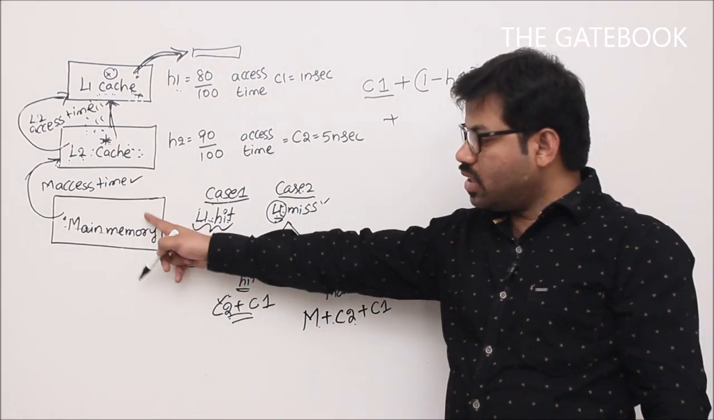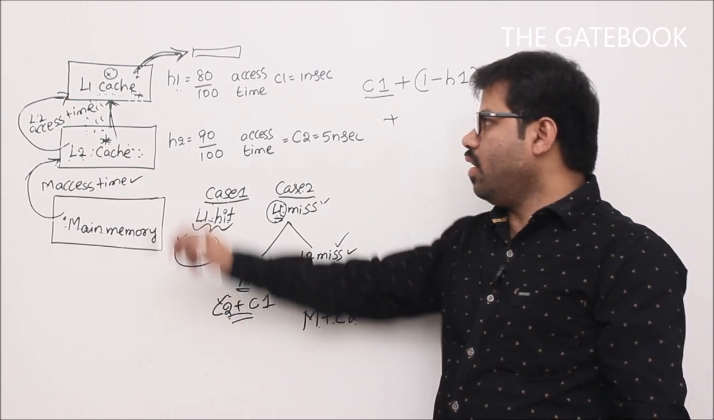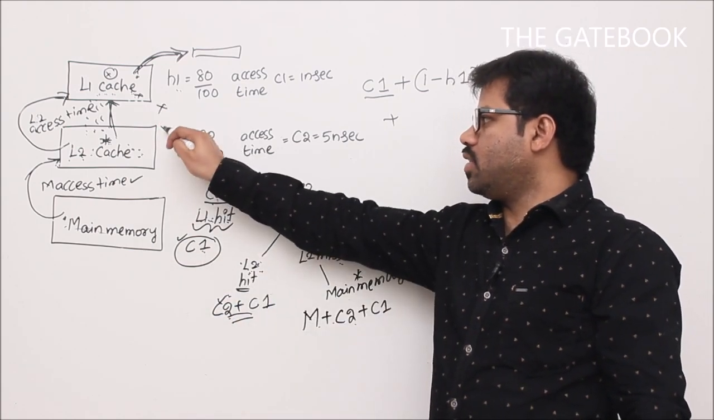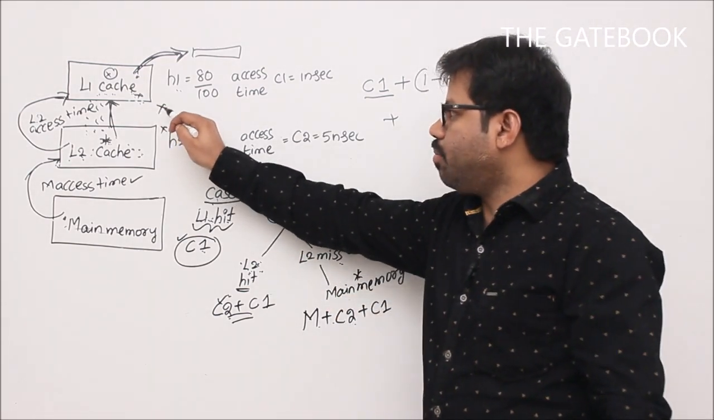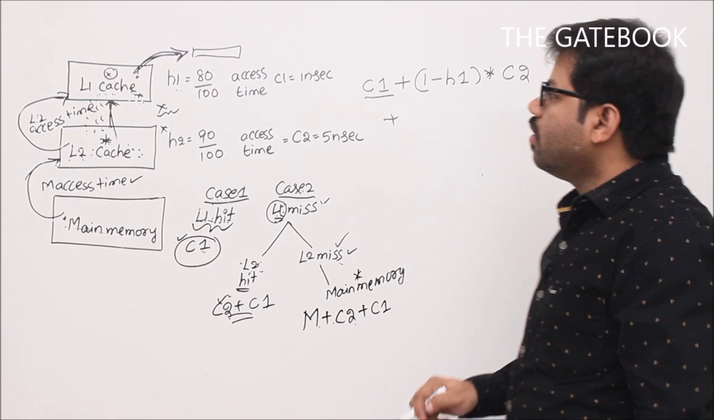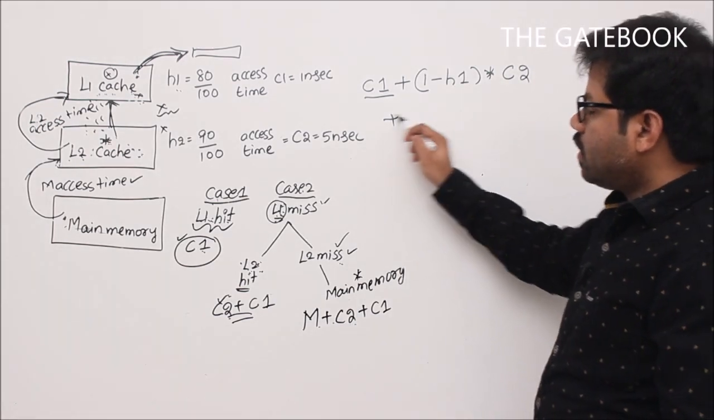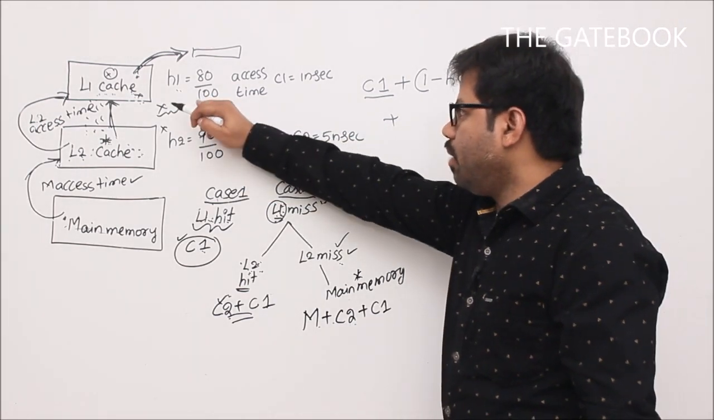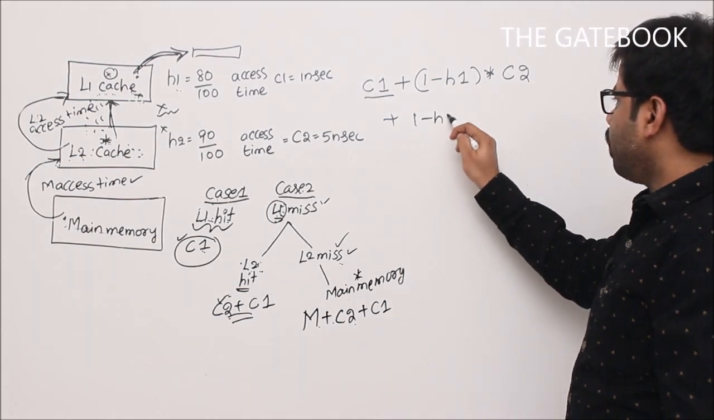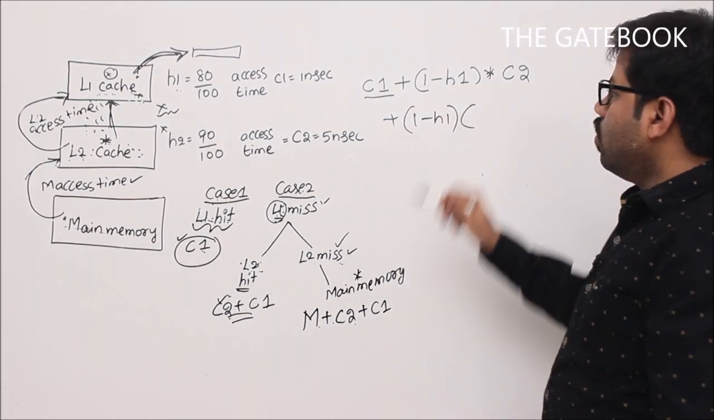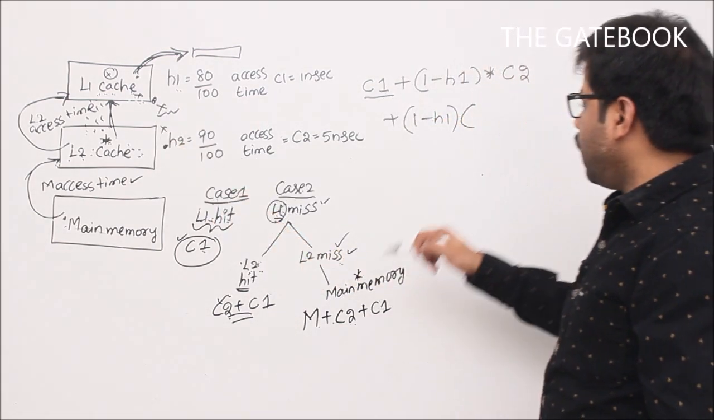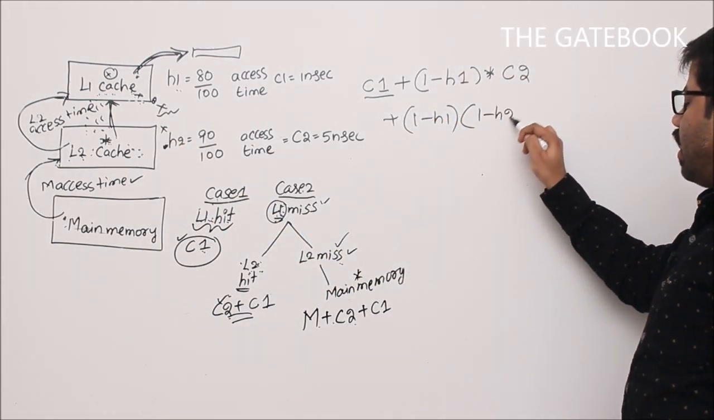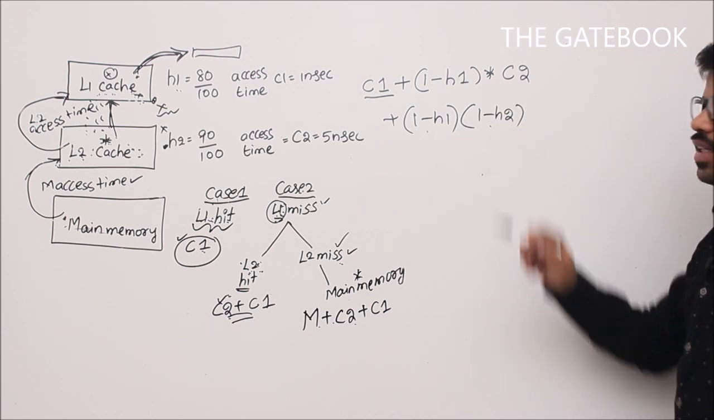Plus, now we will see main memory access time. When are you going to access main memory? Only when L1 misses and L2 misses. What is the percentage of time you miss L1? That is 80%, or sorry, 20%, right? That means 1 minus H1 into, you have to miss this one and this one, right? That is a rare possibility. That rare possibility will occur 1 minus H1 into 1 minus H2 times.